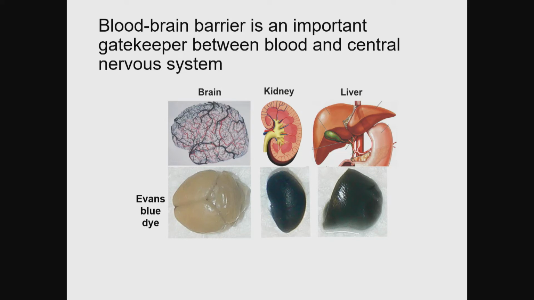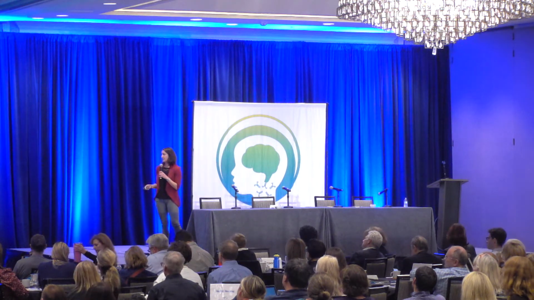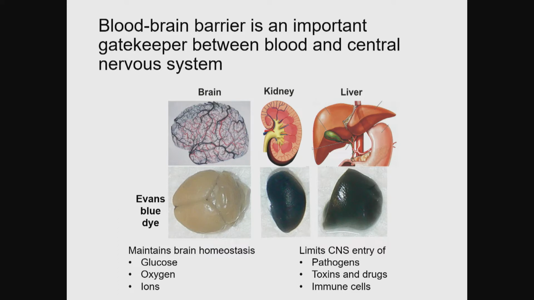But in the brain, this dye is excluded from the tissue by the presence of the blood-brain barrier in these brain capillaries. And the BBB is very important for maintaining brain homeostasis. The brain needs certain concentrations of glucose and oxygen. It's a very needy organ. It also needs very particular concentrations of ions, calcium, potassium, chloride, all those good things that are important for neuronal signaling. And the BBB also limits CNS entry of pathogens, so it keeps infection out of your brain, as well as toxins and drugs, much to the chagrin of every pharmaceutical company, and immune cells.